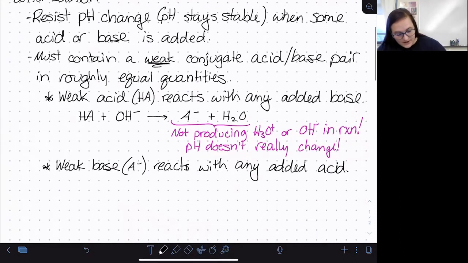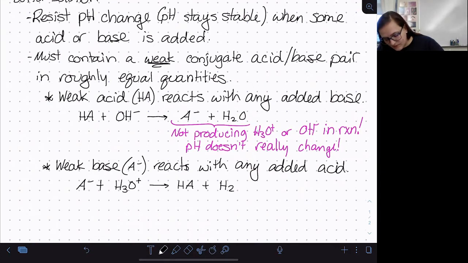So our weak base, if we're adding a strong acid in, which is usually what we're thinking about here, that would be represented as H3O+ in a net ionic equation. So that strong acid, that hydronium ion, will donate H+ to our conjugate base, creating HA, or acid. And when hydronium loses a proton, it becomes water.